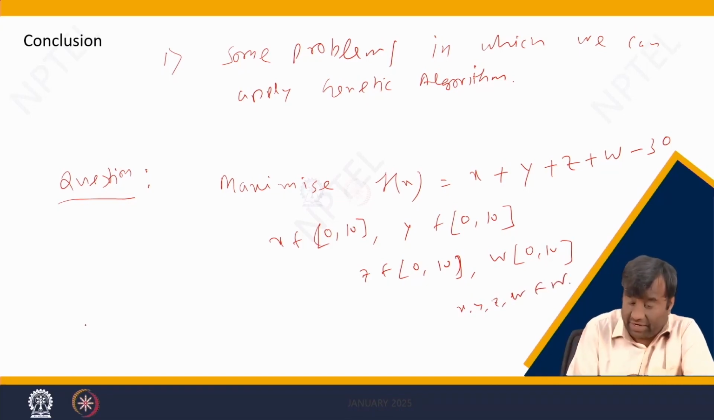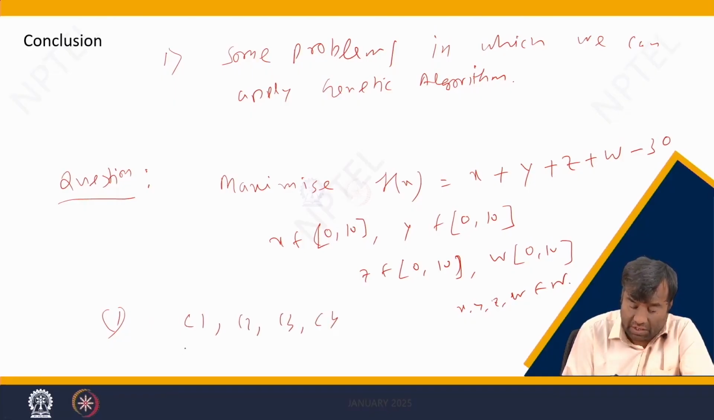So find 4 genes. So assume 4 chromosomes, chromosome 1, chromosome 2, chromosome 3, chromosome 4, and apply the crossover technique. So by assuming any 4 chromosomes, C1, C2, C3, C4, find offsprings.